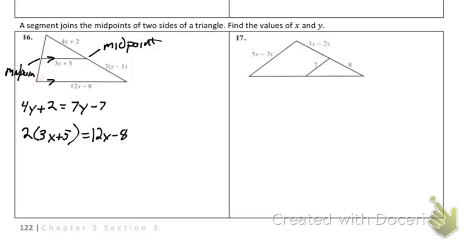Does it answer both of them, kind of? Yeah. Okay, great. So to solve for x, for 16, you do 6x plus 10 equals 12x minus 8, and then just solve for that. And then plug it in, and you have to solve for y also. Right, because you can solve for y up here. Good? Another question about number 16.